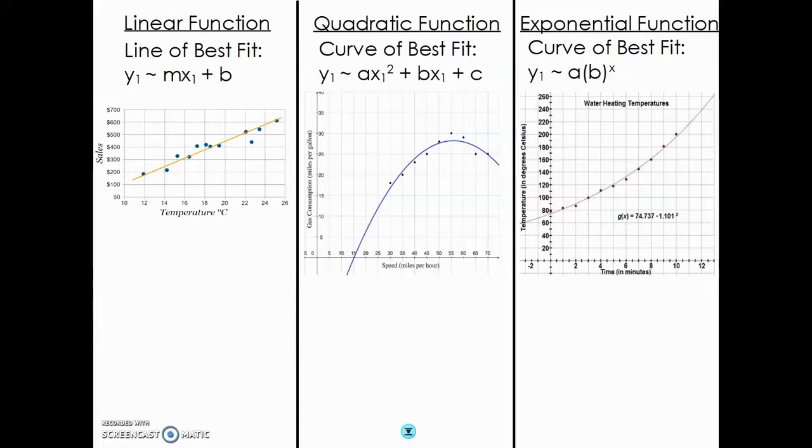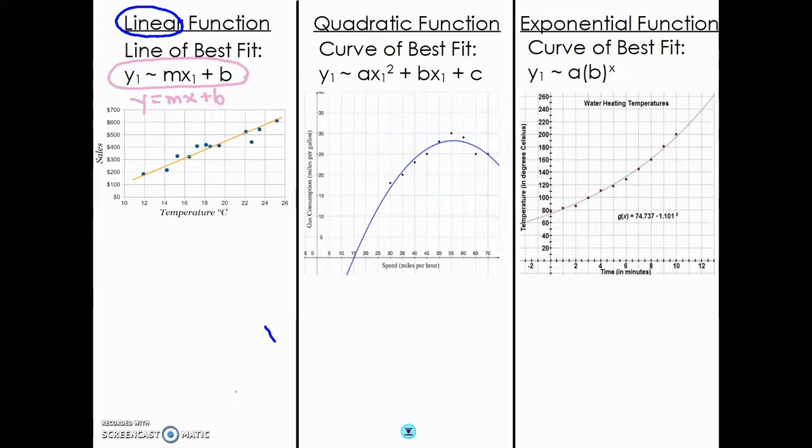So I'll know my scatter plot, my data points make a linear function if they're trending in a line. The line of best fit for this will be y1 approximately m times x1 plus b, which is just a fancy way of saying y equals mx plus b. We just change the equal sign to approximate because the data in this graph, as you see, is not a precise line, but it's close, it's approximately that line.